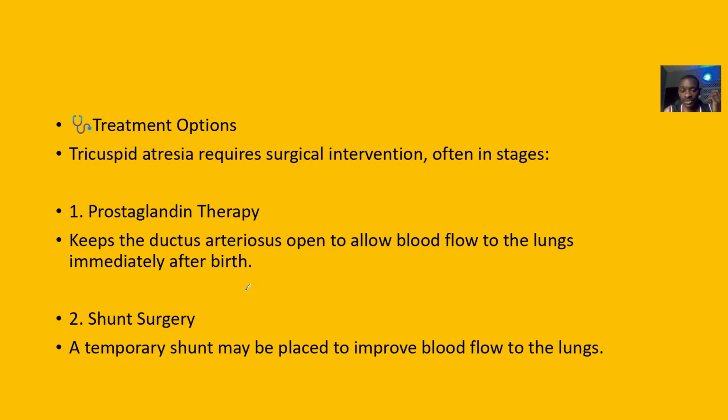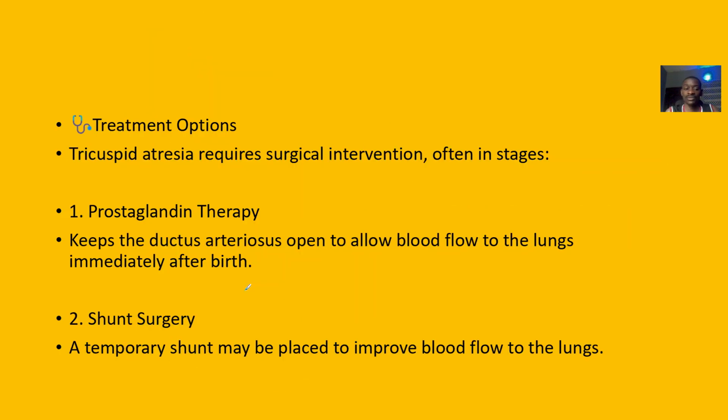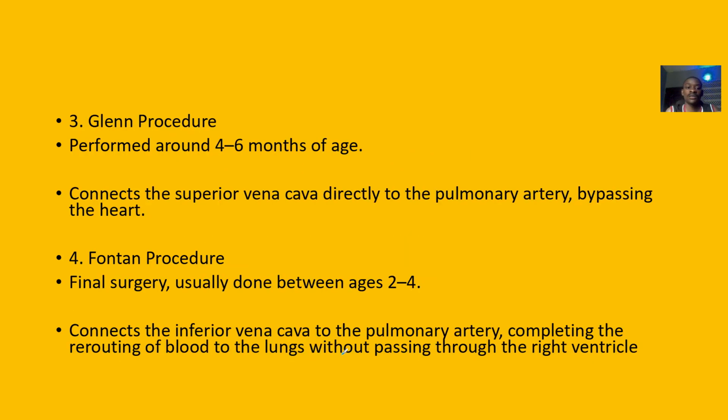So treatment options: prostaglandin therapy to keep the ductus arteriosus open. Alright, so that there is at least an exchange of oxygenated blood and deoxygenated blood. Okay, so shunt surgery: a temporary shunt may be placed to improve blood flow to the lungs. Then the Glenn procedure connects the superior vena cava directly to the pulmonary artery, bypassing the heart.